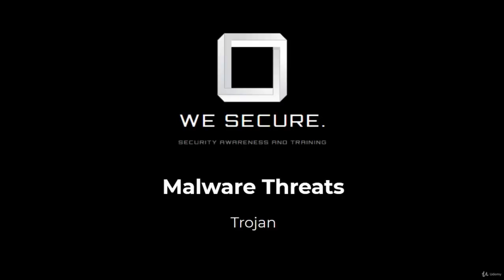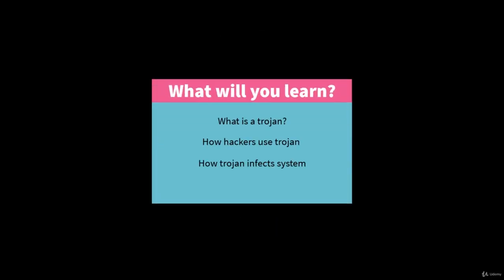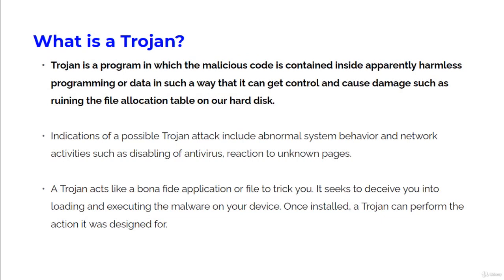Let us continue our section with Trojan. In this lecture, we will learn what is a Trojan, how hackers use Trojan, and the common ways of infecting systems with Trojan. What is a Trojan? A Trojan is a program in which the malicious code is contained inside an apparently harmless program or data in such a way that it can get control and cause damage, such as ruining the file allocation system on a hard disk.